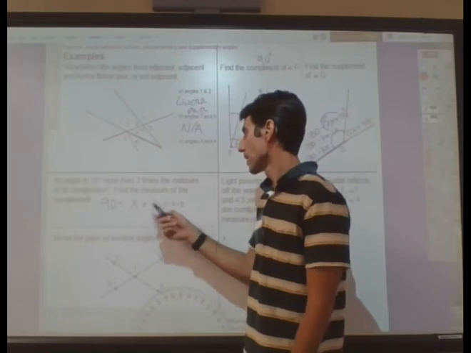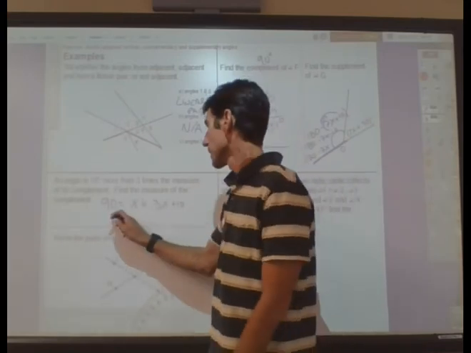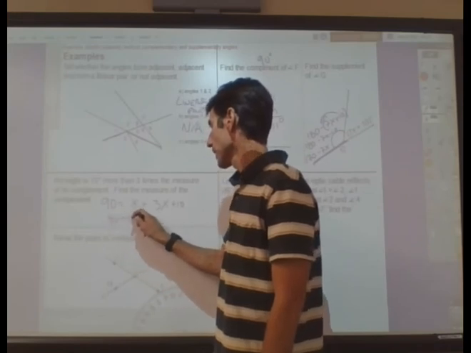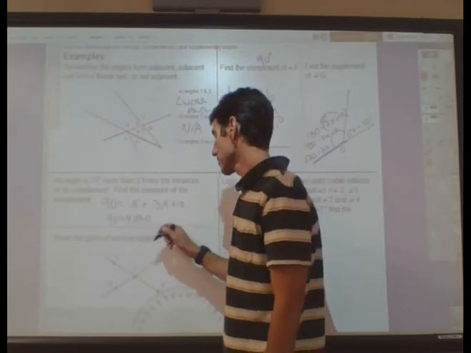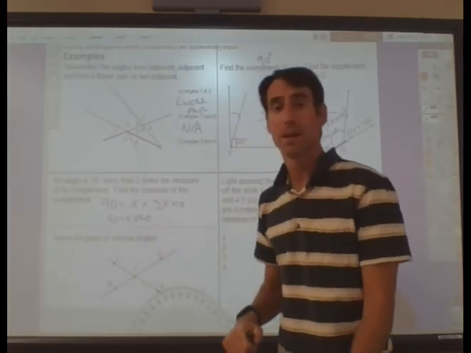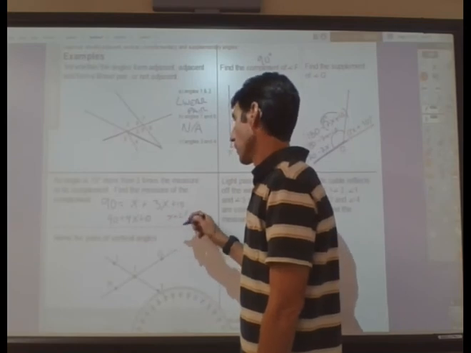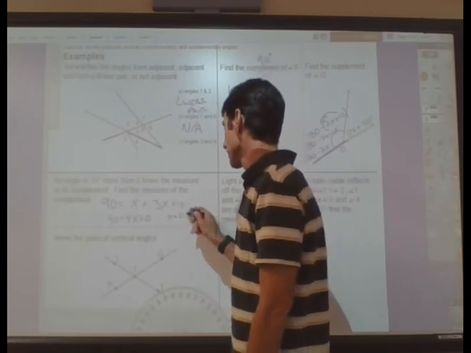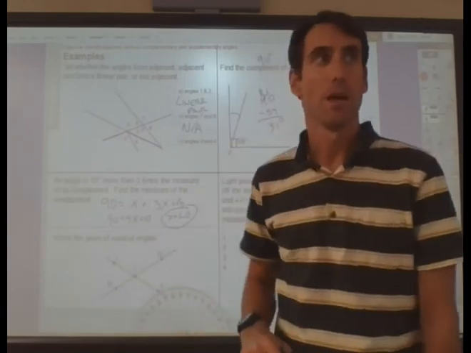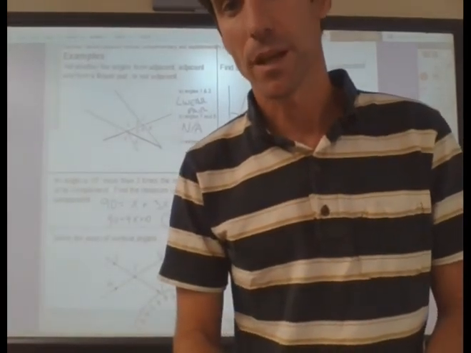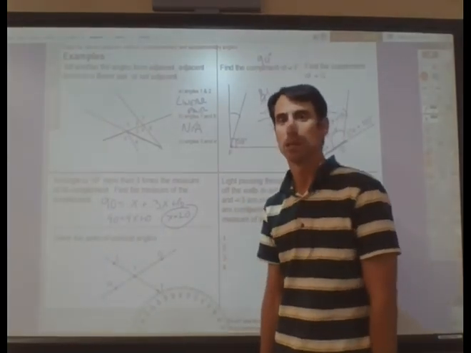Okay, so that works. All right, so what is x plus 3x? 4x. So we get 90 is equal to 4x plus 10. Minus 10 on both sides, so we get 80 is equal to 4x. x is equal to 20. Well, find the measure of the complement. Well, we already said x is the measure of the complement. Therefore, the original angle has to be 90 minus 20, which is 70.